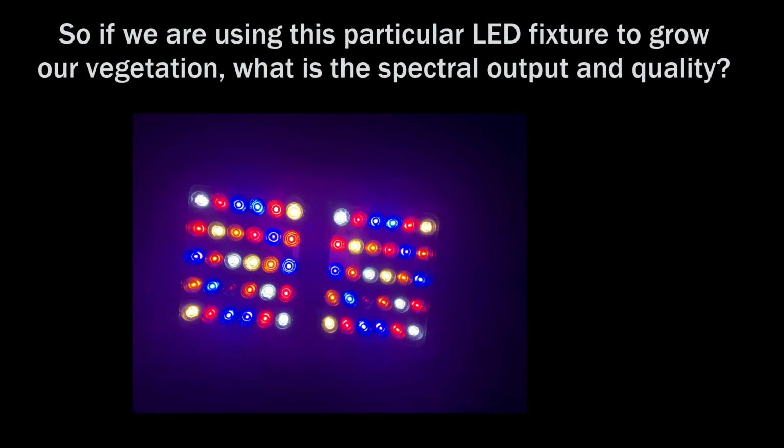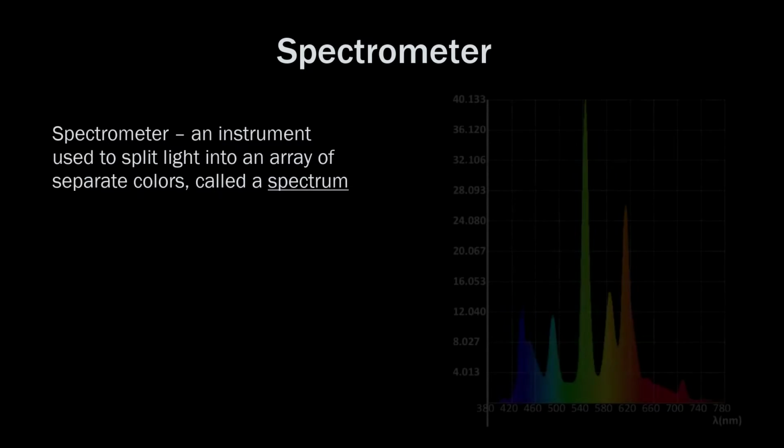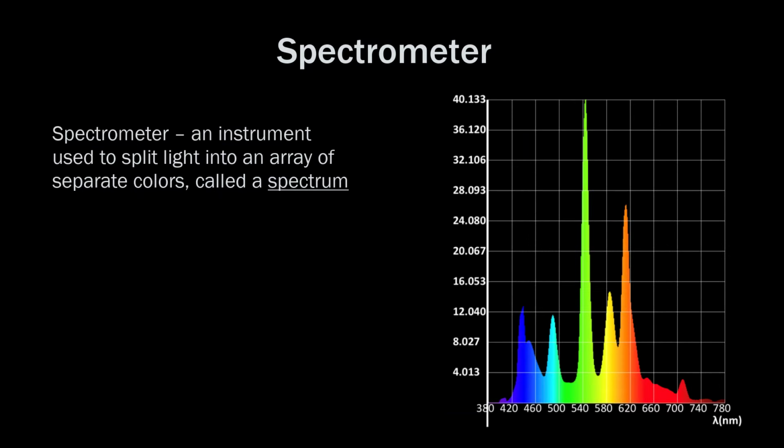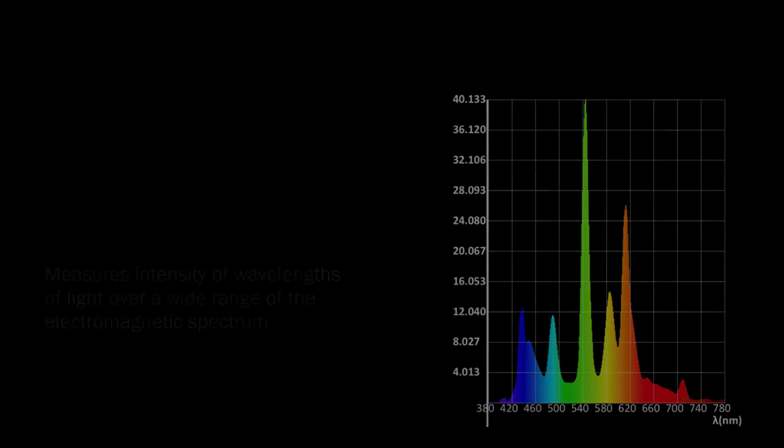So let's consider the example where we have this particular LED in our grow room, and we want to know what the spectral output and quality is. How do we go about measuring this? There's an instrument called a spectrometer, which actually splits the light into an array of separate colors called a spectrum. And some of these devices can then measure the intensity of light at each of these wavelengths.